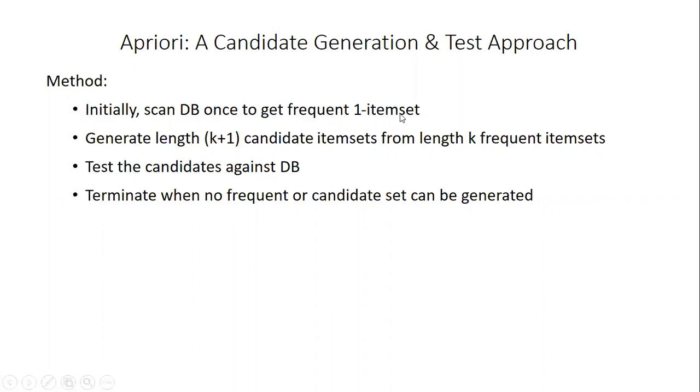We keep on increasing. Candidate means we use the term C here. First one item set, so C1. Then we go for a combination of two item sets, that is k plus 1. Then test the candidates against the database. That means we find the support of each candidate and check whether any candidate has less than the minimum support threshold. If it does, we terminate that infrequent candidate or item set from the database. This is our main focus here.